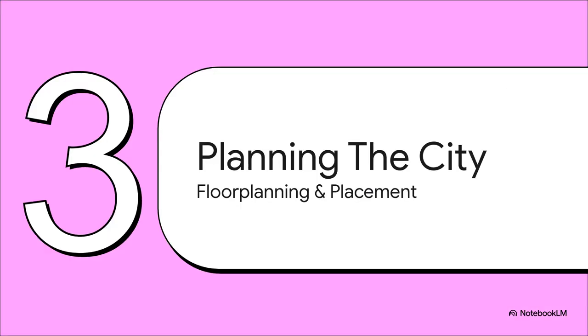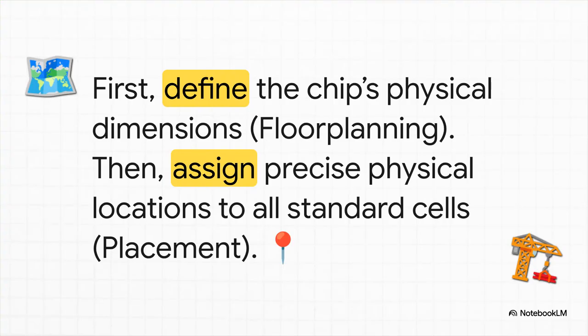Okay, so quick recap. We've got our complete shopping list of all the parts for our city. The next phase is all about urban planning. We have to figure out where every single one of these millions of components is actually going to go. This happens in a 2-step dance.